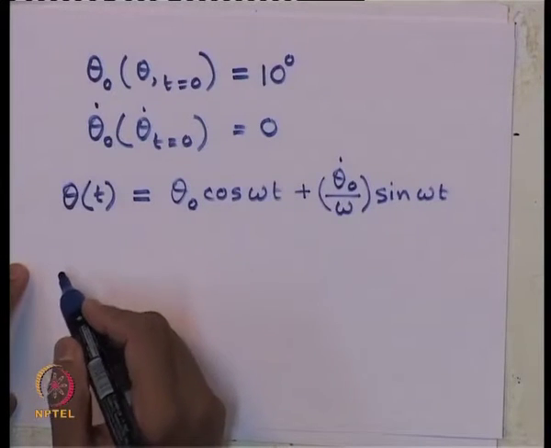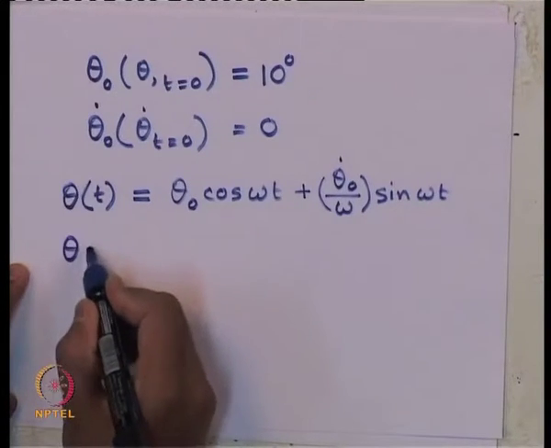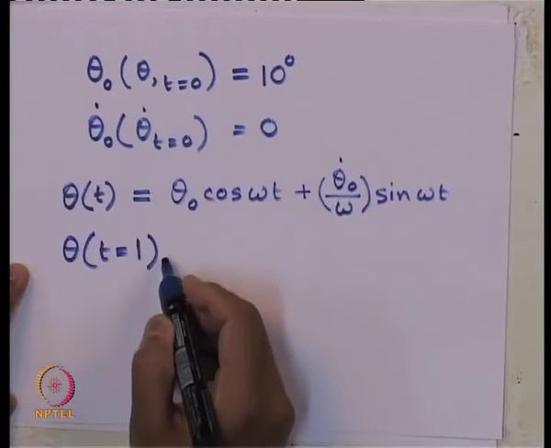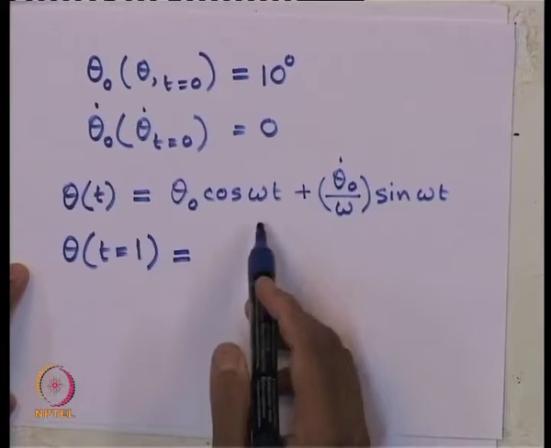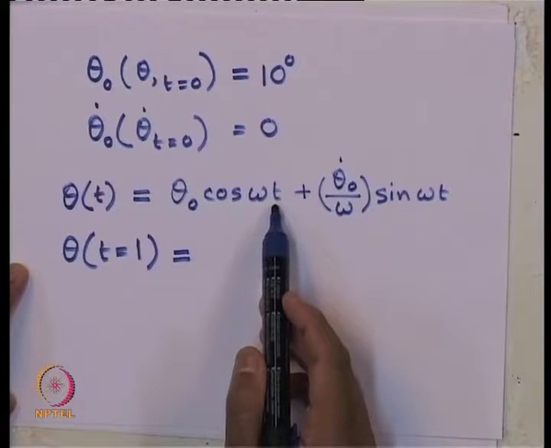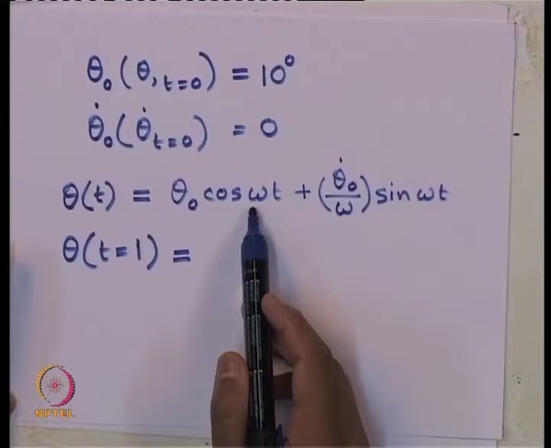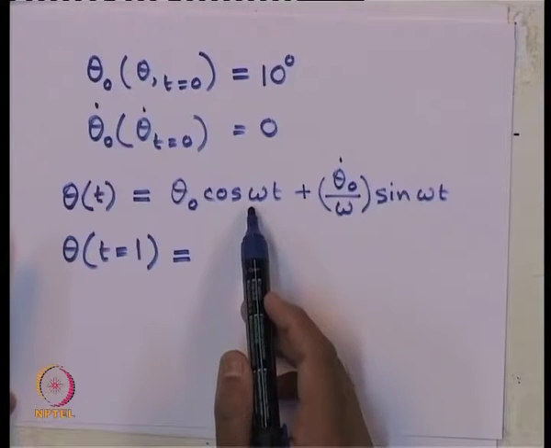So, what is asked in this problem? Theta at the end of t equals 1 second is how much? So, we just have to put the value of t as 1 second in this expression. The value of omega is known to us, we have just computed it as 304.3 radian per second.